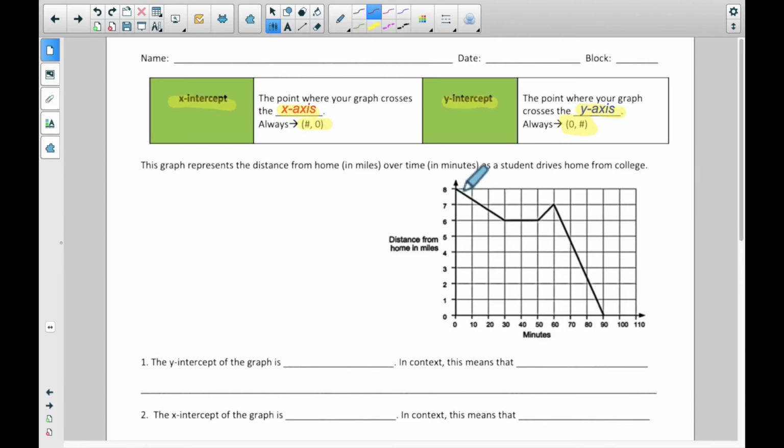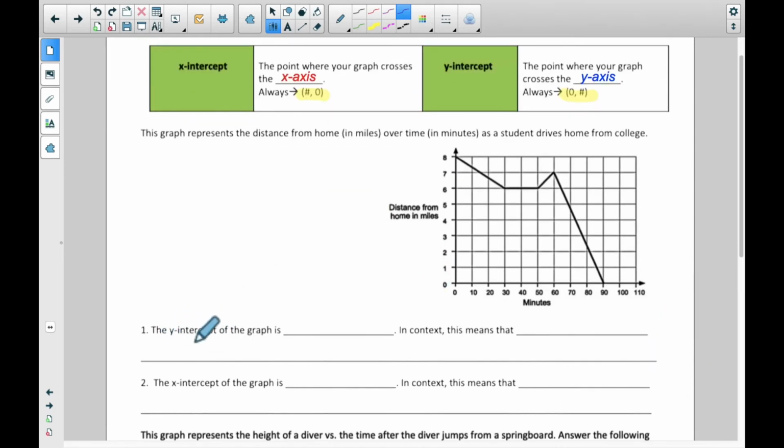So if we look at the example, remember this is our y-axis, this is our x-axis, and right here I have my y-intercept. It's where it hits the y-axis, and that point is at the point (0, 8), and I always give it as a coordinate, not just a number. And then over here, similarly, is my x-intercept, and I give it as a coordinate: (90, 0). So it's not just 90, it's a coordinate, (90, 0).